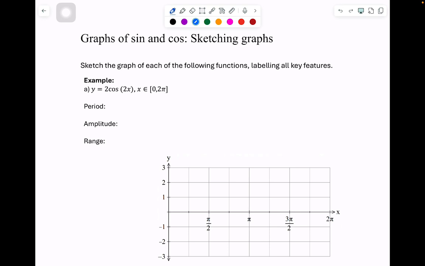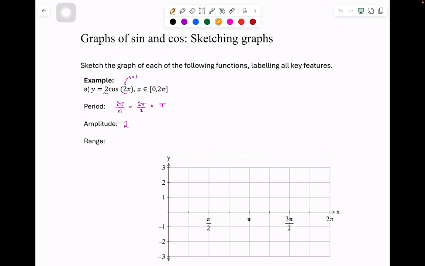So for our period, we require our n value, which is 2. So our period is going to be 2 pi over n, which is 2 pi over 2, which is pi. So we have a period of pi this time. Our amplitude is going to be at the front there. It's always going to be positive, so it's positive 2.